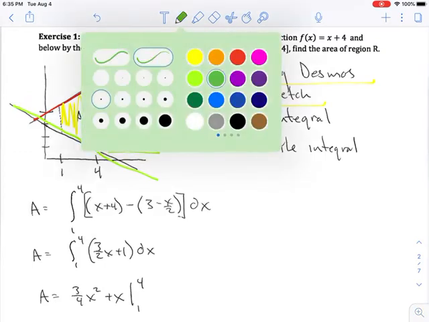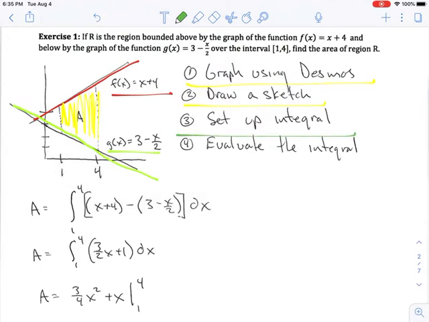The next thing I like to do is set up the integral. All right, setting up the integral is the important part of this problem. And so here is the integral being set up. If you set up the integration problem correctly, you're 90% of the way there, because the integration itself is not going to be too difficult. So let's just see how I set this up.